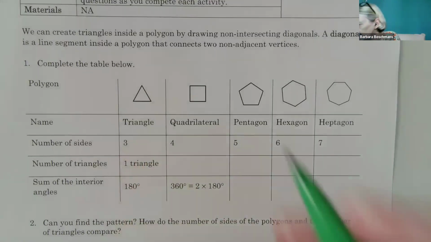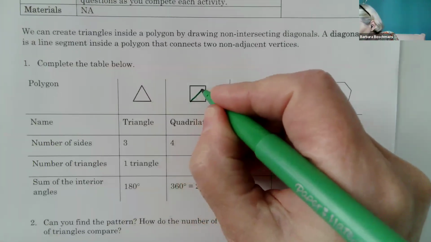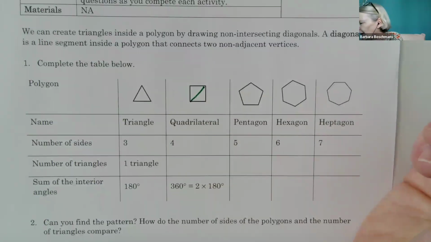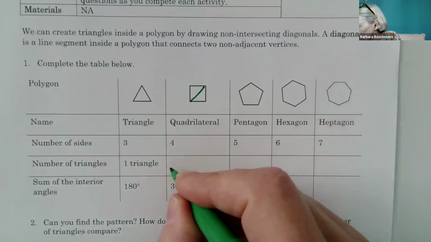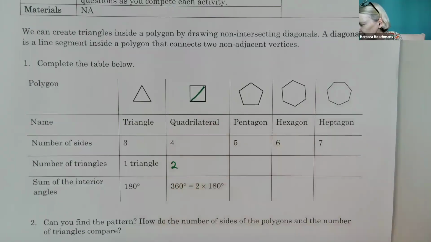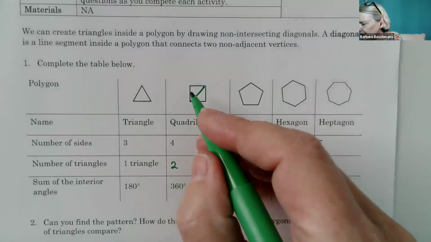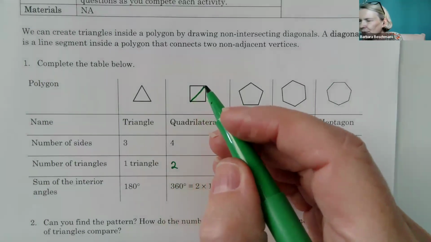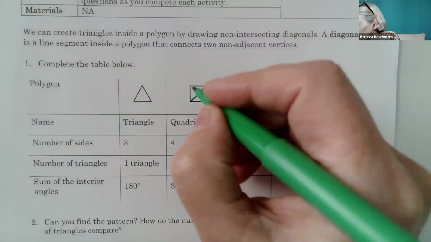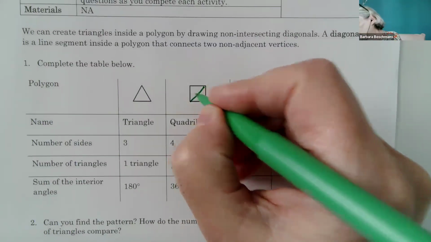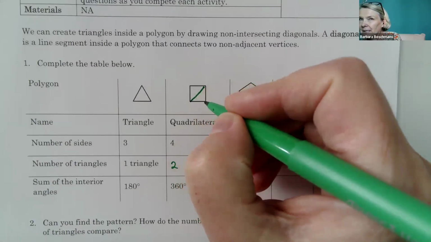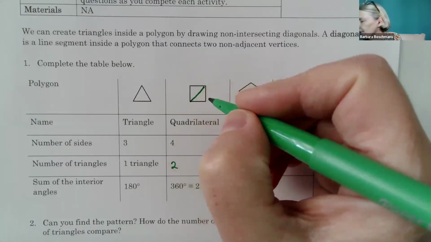We can draw a diagonal in a square or any quadrilateral, and we create two triangles. There are four sides in any quadrilateral. That means that if you add the interior angles, you do 2 times 180 because the left triangle and the right triangle each have sums that add up to 180 degrees.